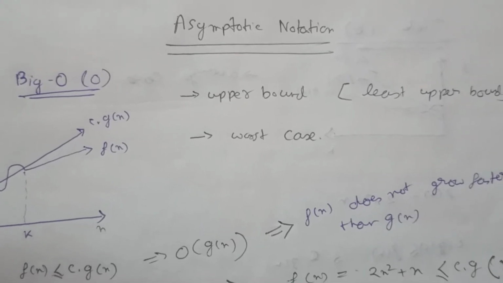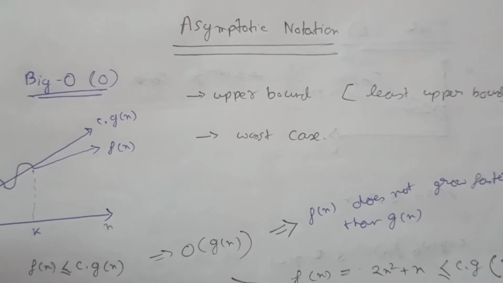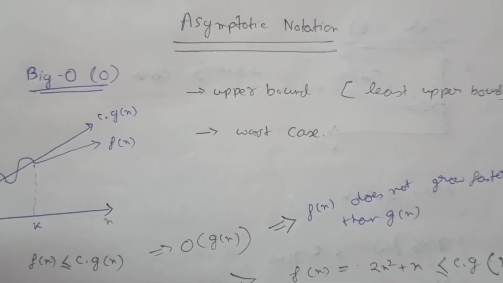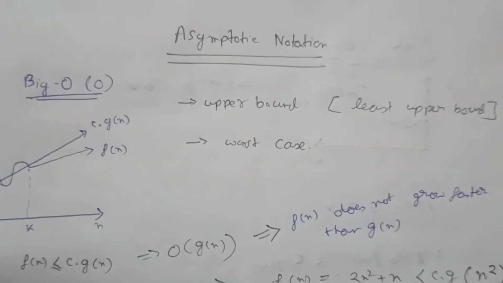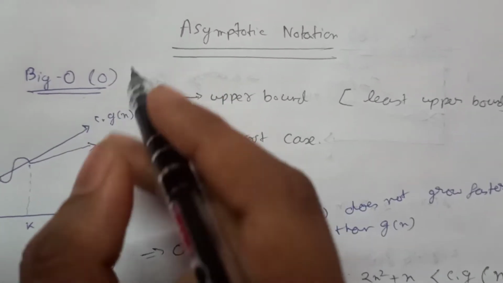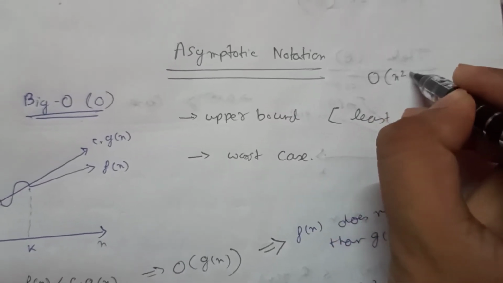Today we are going to learn about the asymptotic notations we have inside our syllabus. There are mainly three asymptotic notations which we are going to read in our course. The first one is Big-O notation. We write it like this, like order of n square.